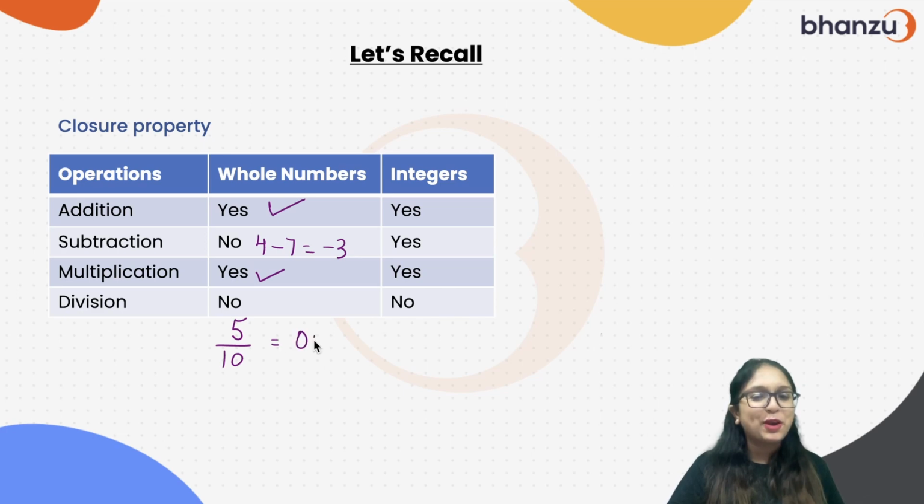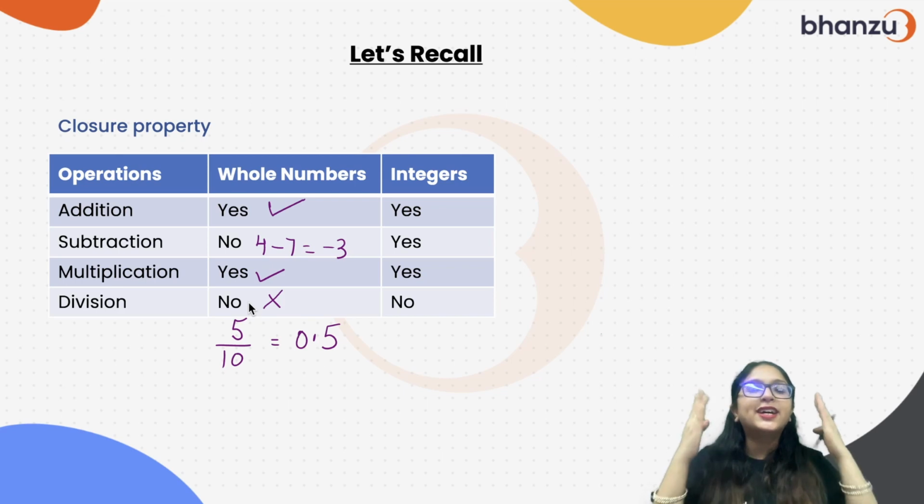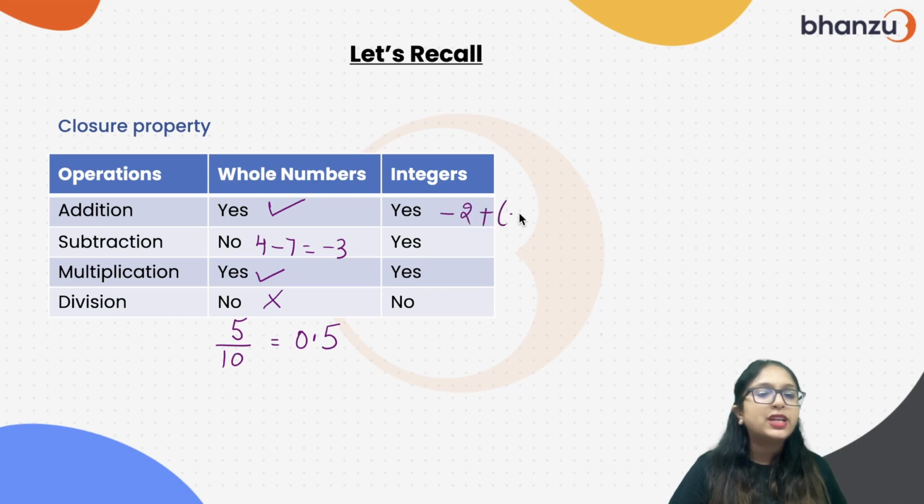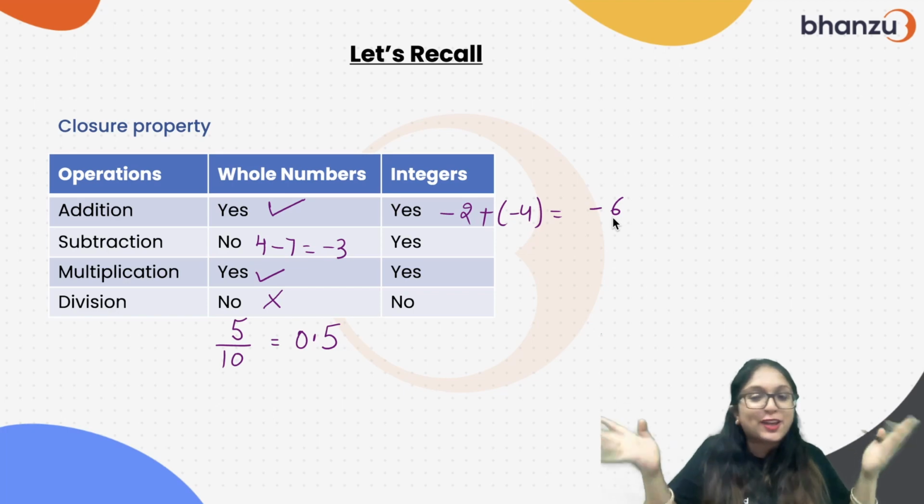This is equal to 0.5, which is not a whole number. So whole numbers are not closed under division. So let's quickly check with the integers. Let's say minus 2 plus minus 4. What is the answer? Minus 6, which is an integer only, so they are closed.